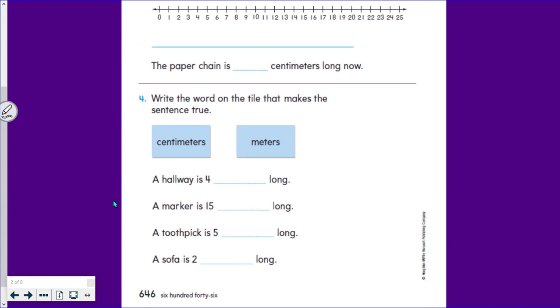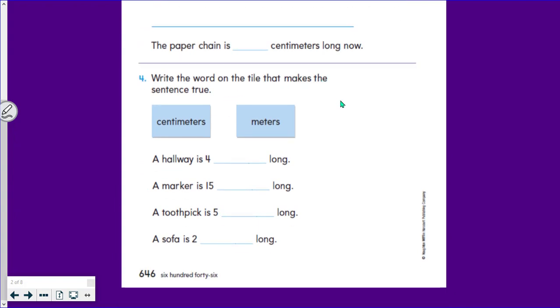All right, number 4. Write the word on the tile that makes the sentence true. So the words you can use are centimeters or meters. Okay, here we go. Here's the first one. A hallway is 4 blank long. A marker is 15 blank long. A toothpick is 5 blank long. A sofa, or couch is another word for sofa, is 2 blank long. Pause your video and do number 4.